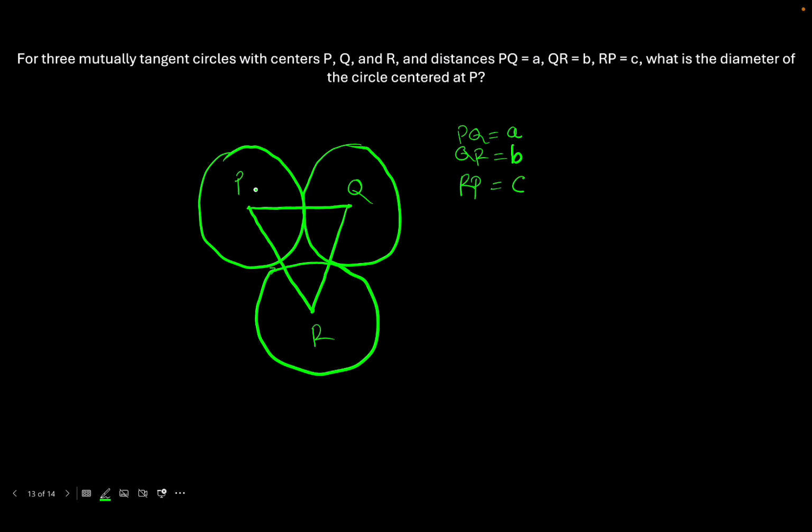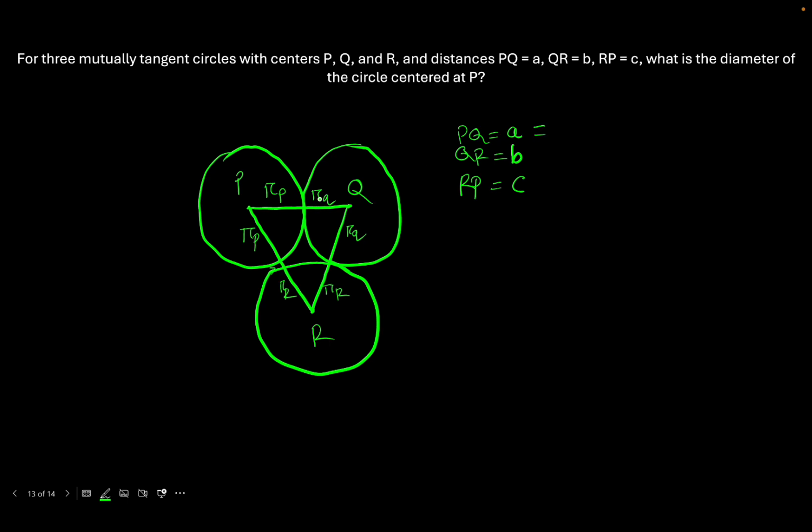Now for the P-centered circle, we assume the radius is RP, so this will be RP and this will also be RP. This will be RQ, this will also be RQ, and this will be RR, and this will also be RR.